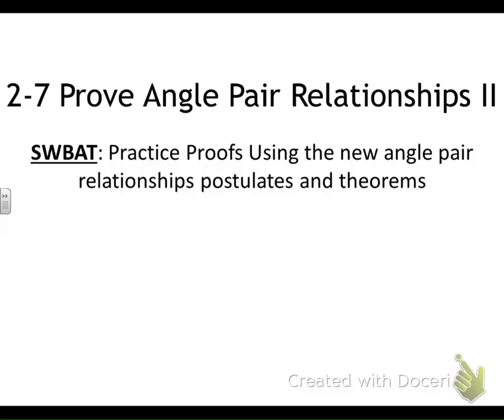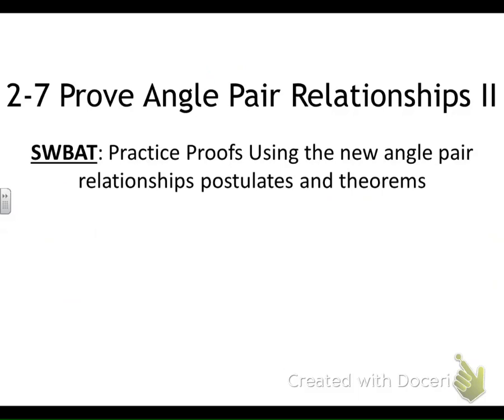Here we go. 2-7, prove angle pair relationships, part 2. What you're going to do today is basically practice proofs using all the things that we learned yesterday. Again, on my website, I've updated the reasons list to include everything from yesterday. So it's getting pretty long. It's in the 20s now. So there's 20 some odd reasons we can use for proofs. It doesn't mean we're going to use all of them, but it just means there's 20 of them we can use. So hopefully you're looking at that, you're understanding that list.